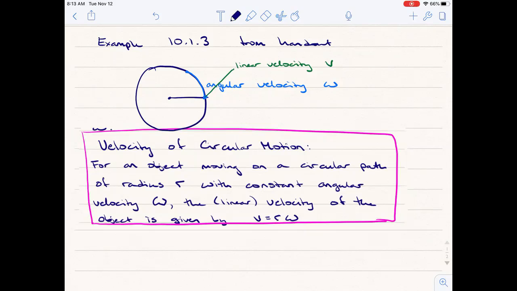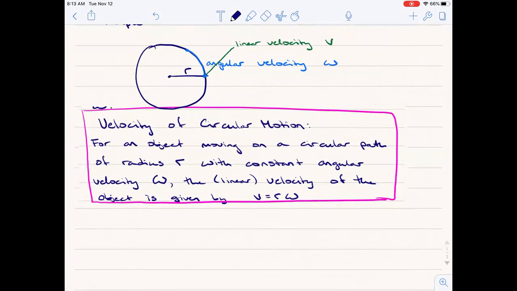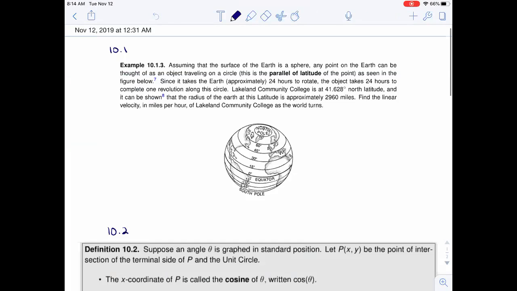Okay. So this is where we ended last day. We said that the velocity of circular motion for an object moving on a circular path of radius r, the radius, with constant angular velocity omega, the linear velocity of the object, v, is given by v equals r, the radius, times omega, the angular velocity. Okay. So if we know the radius and we know the angular velocity, we can find the linear velocity. So now we get into the example, and I'll steal it from here.